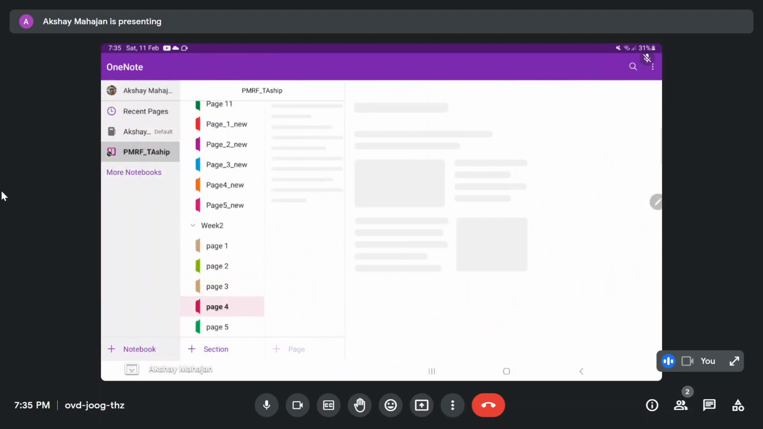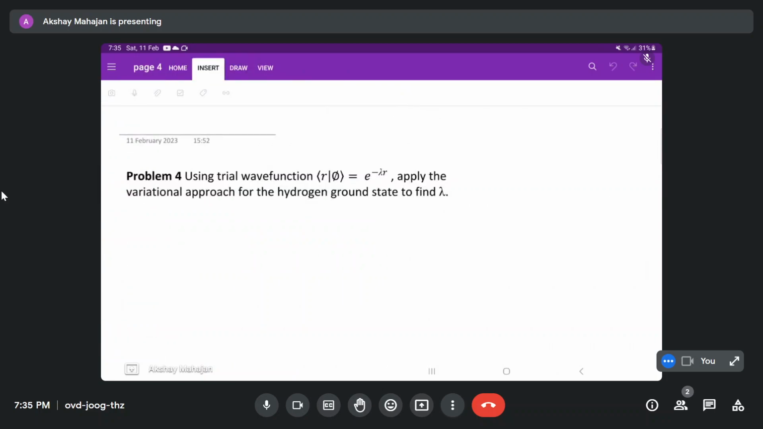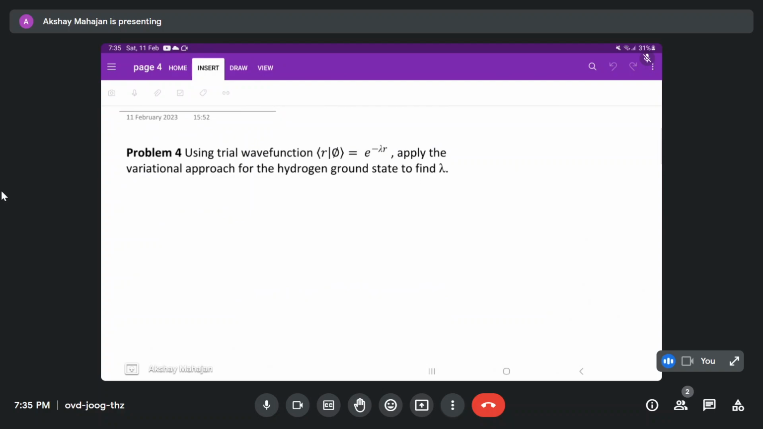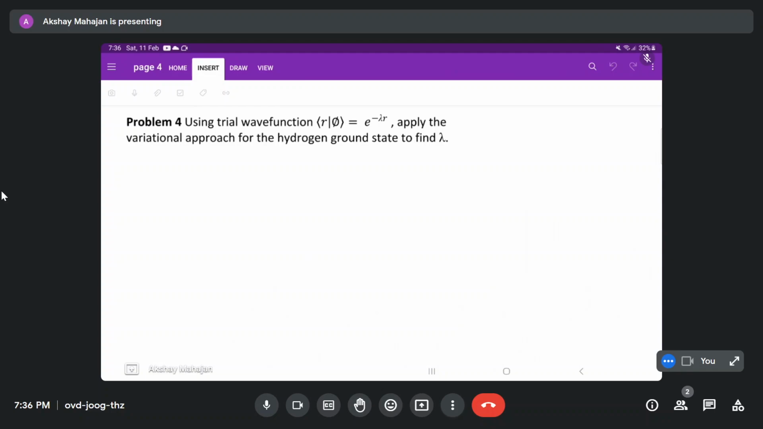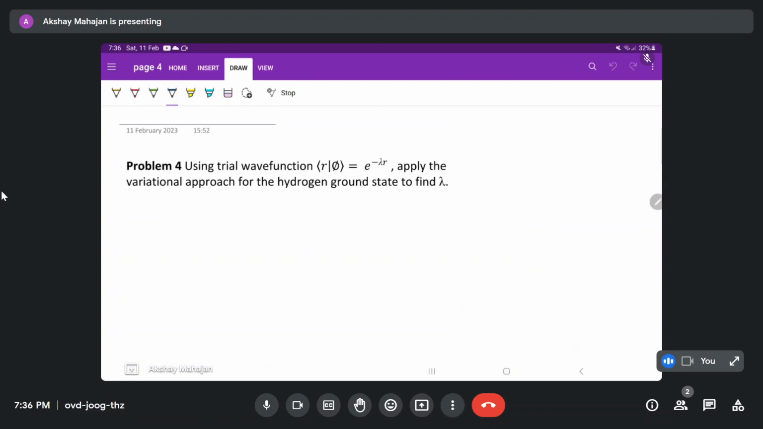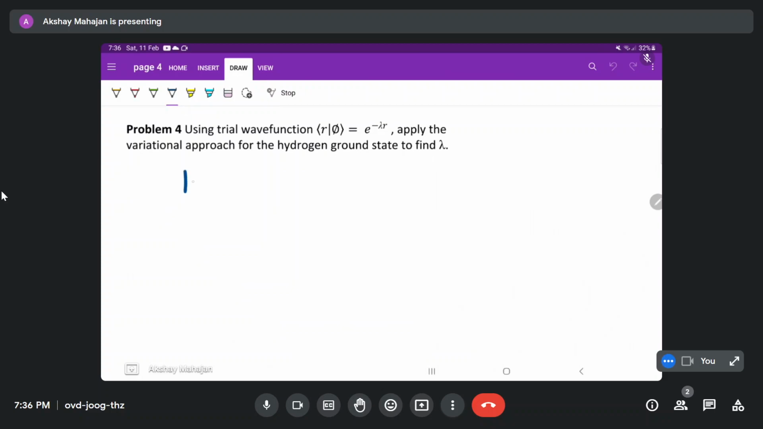Now let's go to our next problem. In this problem we will take a trial wave function e to the power minus lambda r and apply the variation principle for the hydrogen ground state to find whatever this lambda value is going to be. This kind of problem was also done in your lecture, and there you might have used a wrong variation of the wave function. But here, since we know our 1s orbital is approximately e to the power minus r upon a0, we have a good functional form. So using the variation principle, you will find that we get similar lambda values.